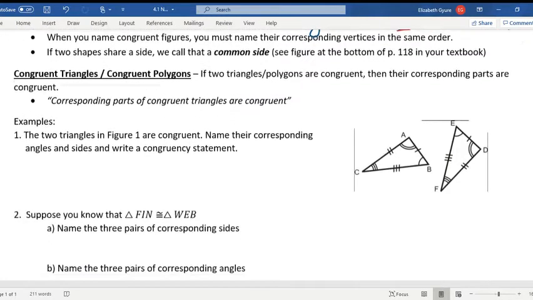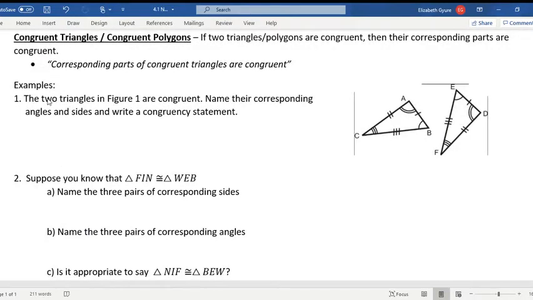So let's look at a few examples here. If you take a look at number 1, it says the triangles in figure 1 are congruent. So it's telling you that these two triangles are congruent. Name their corresponding angles and sides and write a congruency statement. Now on this one, there are markings for you, so you'll be able to follow along with those. Okay, and we're going to identify all our corresponding angles, sides, and then write a congruency statement just to practice identifying. So as far as corresponding angles go, you look for the angles that match up and are in the same position within the triangle and are congruent.